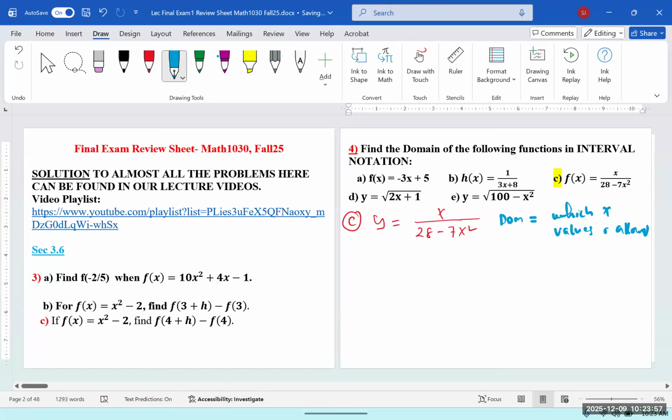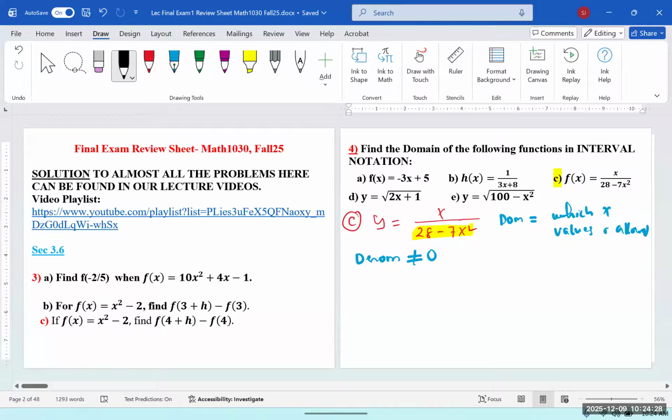First, we identify the problem. For domain, for a rational function, there is a problem. Our problem is the denominator. Denominator cannot be 0. So first identify your problem and then start from your problem, or condition, or whatever. Here our problem or condition is that the denominator cannot be 0.